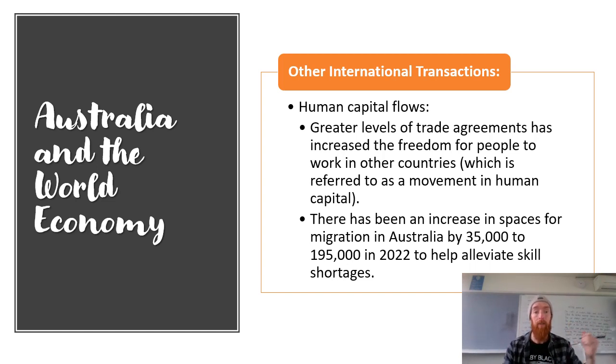So one of the ways we're trying to fix this is by increasing spaces for migration in Australia by 35,000 to 195,000 to help alleviate these skill shortages and bring in skilled labour from other parts of the world to help improve our productive capacity and therefore produce at a greater rate. And those people would bring in and create demand in Australia.